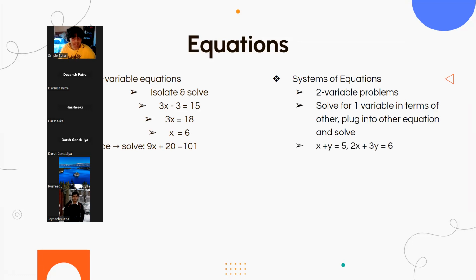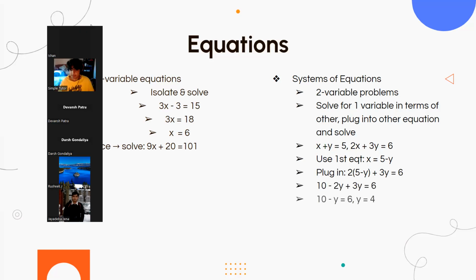So for example, x plus y equals 5 and 2x plus 3y equals 6. Using the first equation, we know that x equals 5 minus y. We can just plug that into 2x plus 3y equals 6. So 2 times (5 minus y) plus 3y equals 6. 10 minus 2y plus 3y equals 6. 10 plus y equals 6, and therefore y equals negative 4.